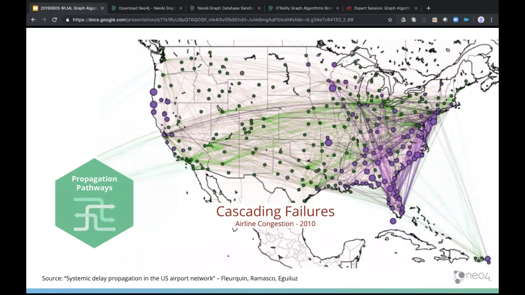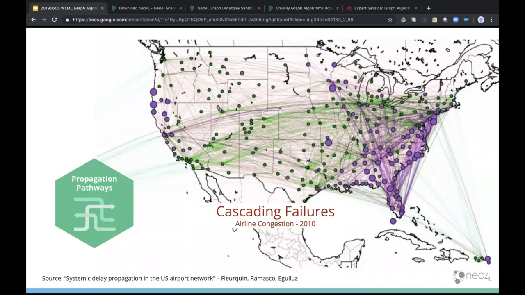There are things like cascading failures. I'm not sure if you've heard of this. It's an example of a propagation pathway of what happens when a change in one part of the network affects the rest of the network. The classic example is airline congestion. You have a problem at JFK in New York, and all of a sudden you see the delays build up first on the East Coast, then go into the Midwest, and all the way across the continent.